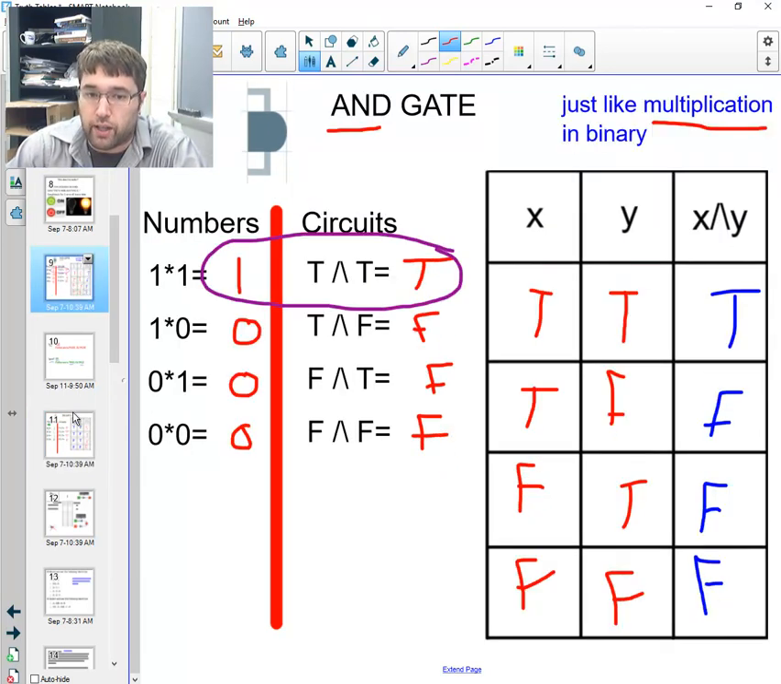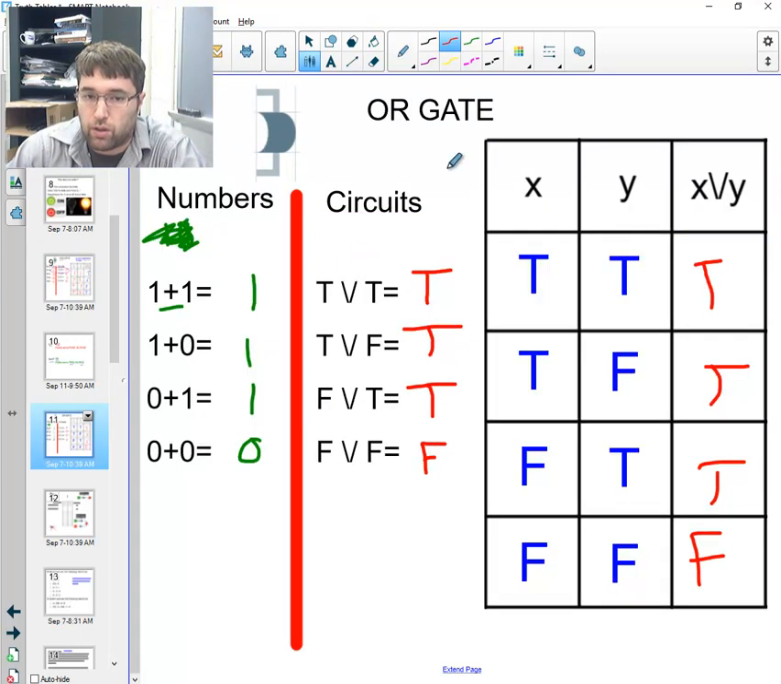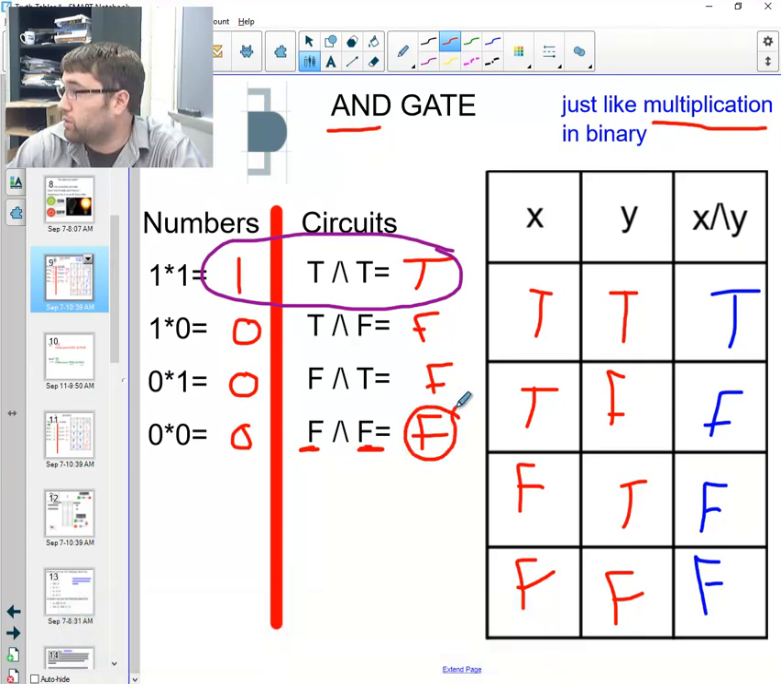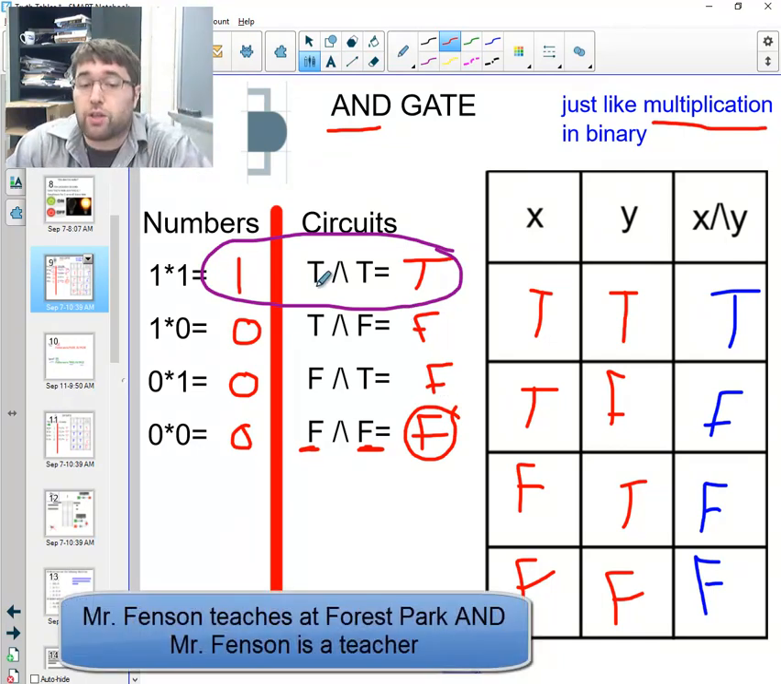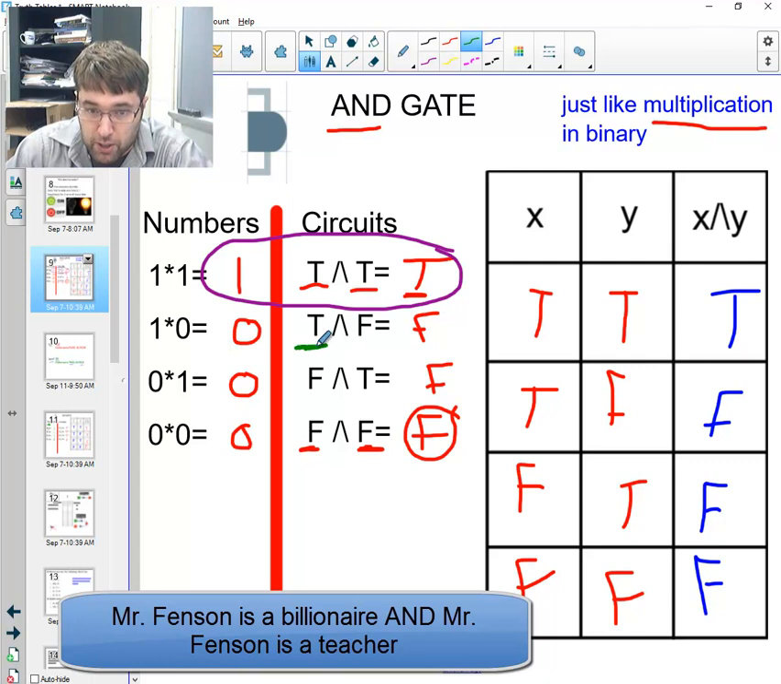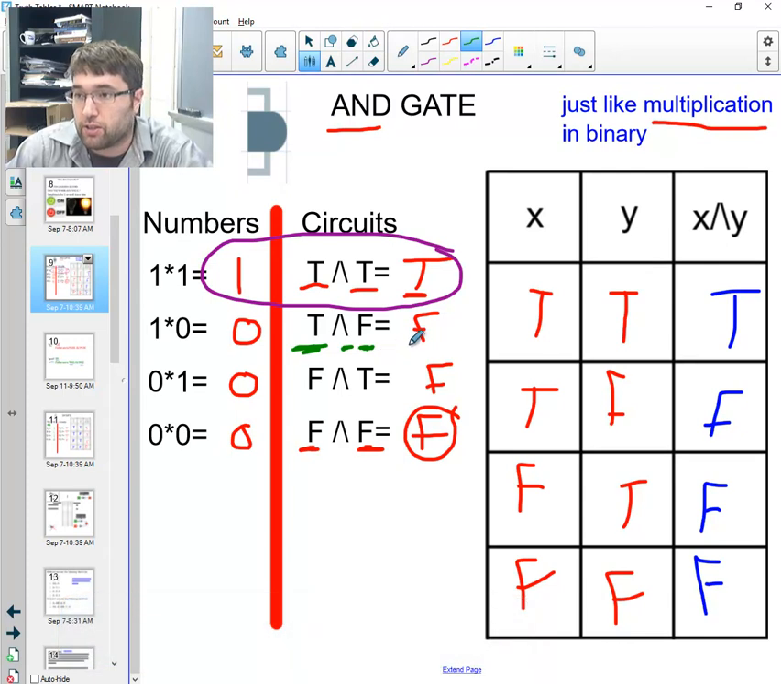Now these also translate to English. So the grass is blue and the sky is green. It's false. Does everyone see that? The other one to do is Mr. Fenson teaches at Forest Park and Mr. Fenson is a teacher. Hey, that's true. The other one is Mr. Fenson is a billionaire and Mr. Fenson is a teacher. That's false because one of the statements is false.